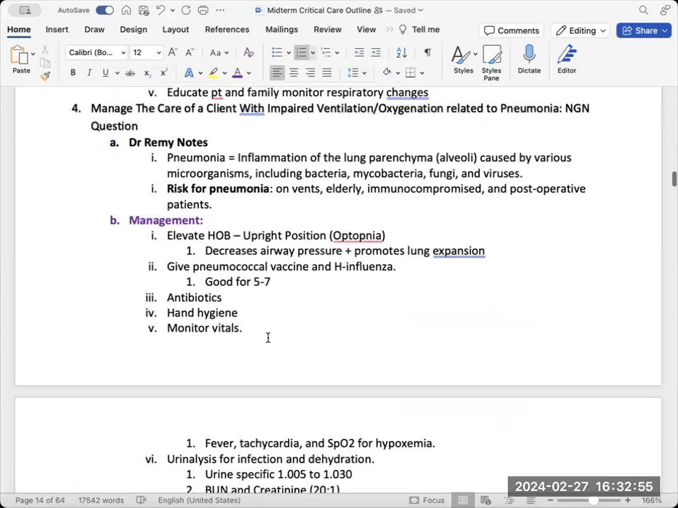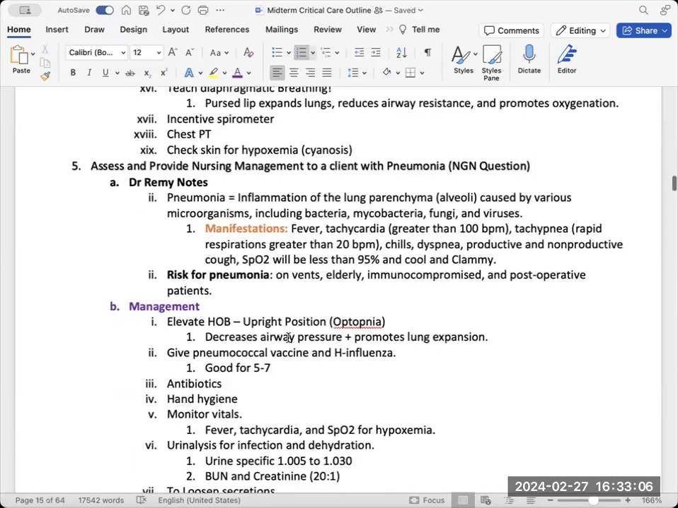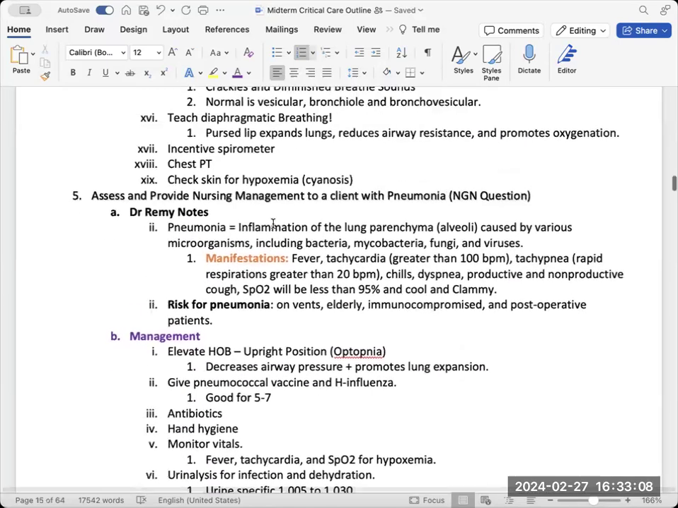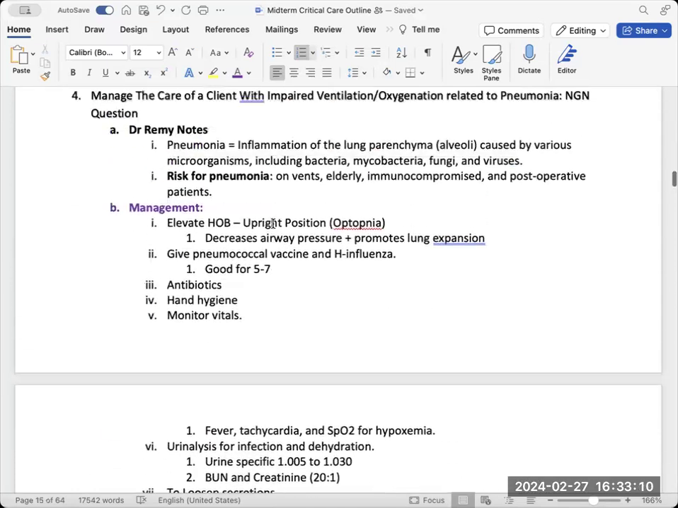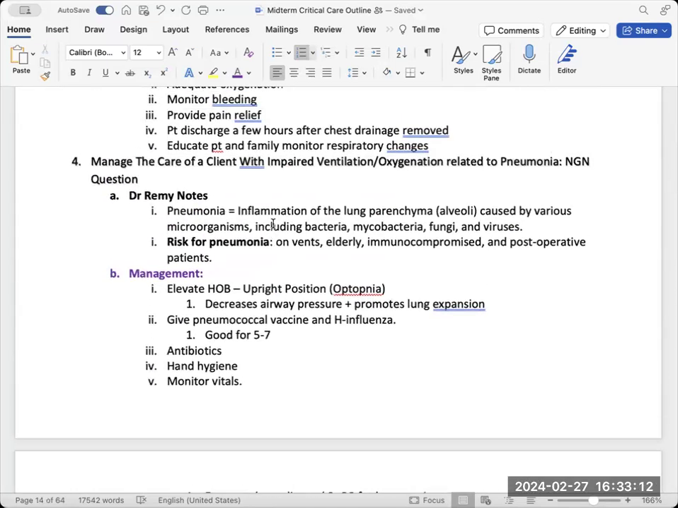Okay, so now we have pneumonia. We have a few questions on pneumonia, so I'm going to tie both of them in together, because the question is to manage the care of a client related to pneumonia and also assess and provide nursing management to a client with pneumonia, which I have the same exact things for. So I'm not going to read the same questions twice.